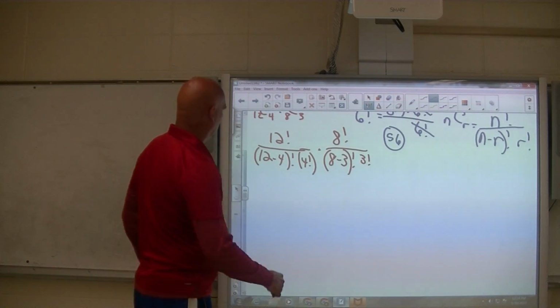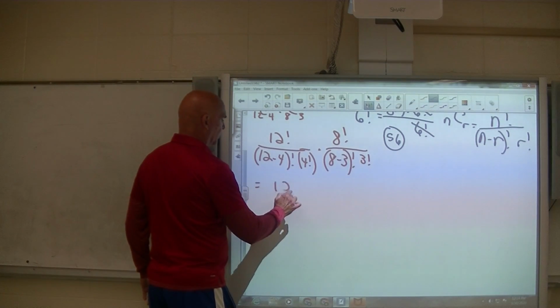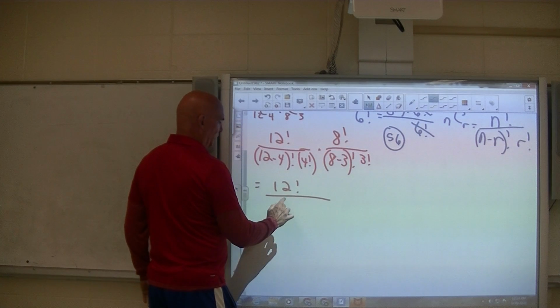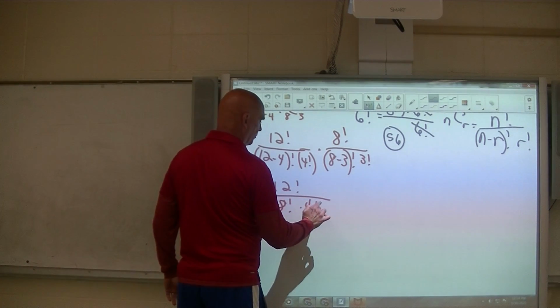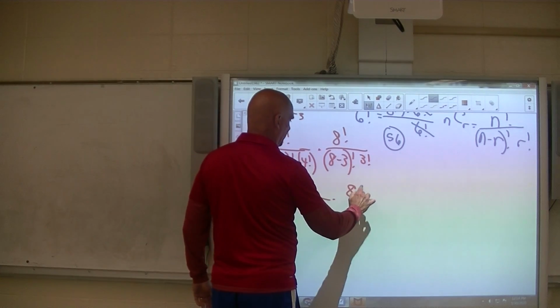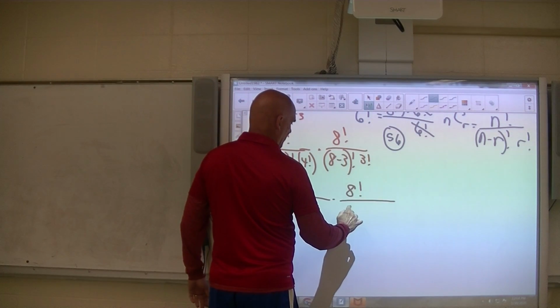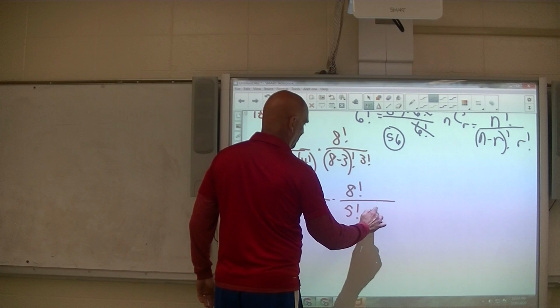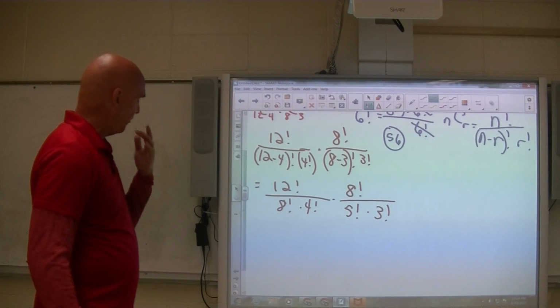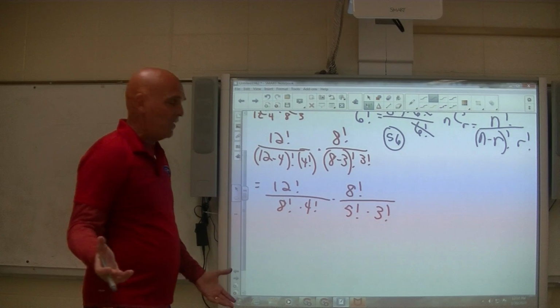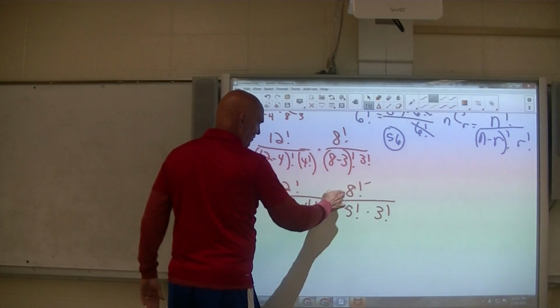Okay? And so you simplify this by saying that's 12 factorial over 12 minus 4, which is 8 factorial, times 4 factorial, times, and this is 8 factorial over 5 factorial times 3 factorial. All right, so it's just a whole bunch of multiplication, and you got fractions, and so you want to simplify. And so the first thing I notice is there's an 8 factorial here and here.